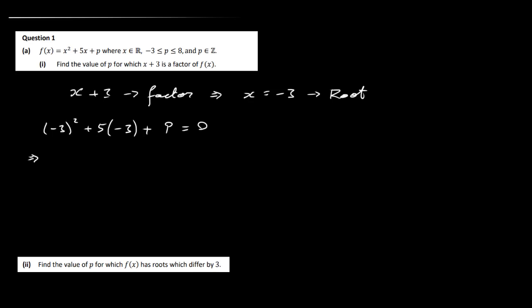So if we do this, we get 3 3s 9 minus 3 5s 15 plus p is equal to 0. That'll give us minus 6 plus p is equal to 0. And finally, that'll give us p is equal to 6. So that's it for part 1. Part A1, let's have a look at part 2.